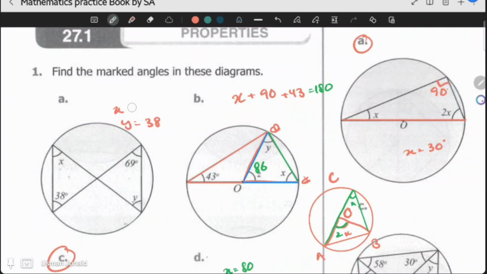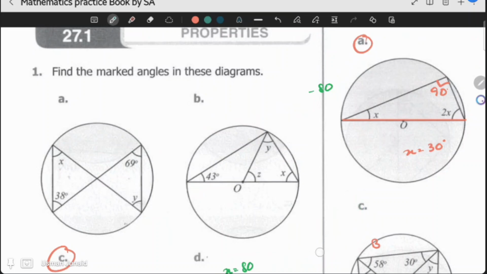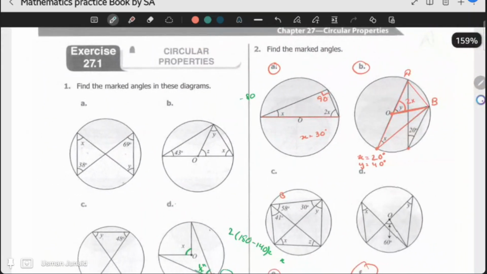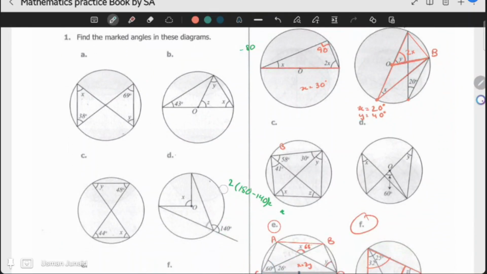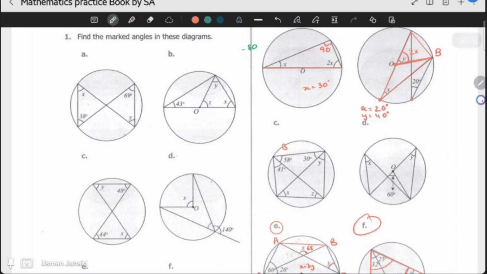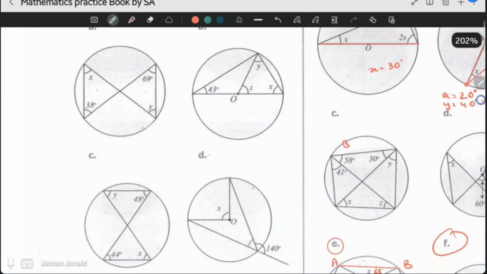So now let's look at some questions. Try solving questions 1A till D. You have 10 minutes.